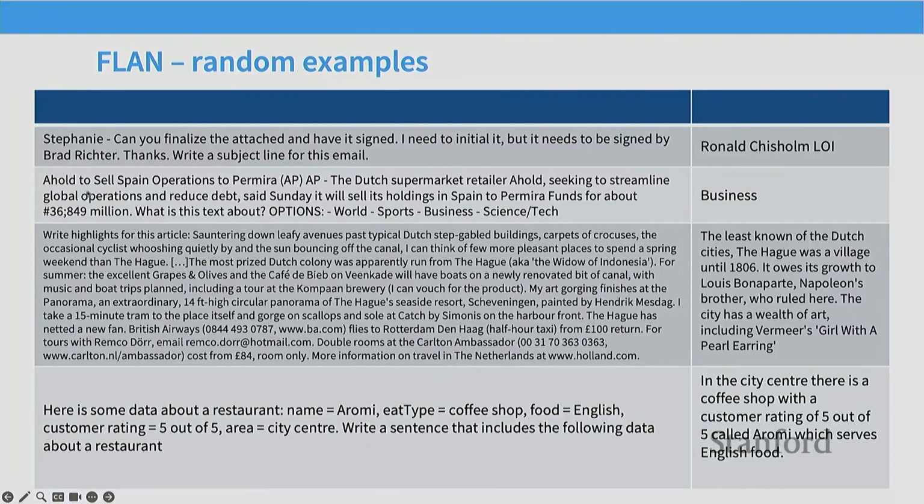You've got something like this, where it's like, what is this text about? Here are your 4 options. It's business, right? So this is kind of a multiple choice training thing that's happening.